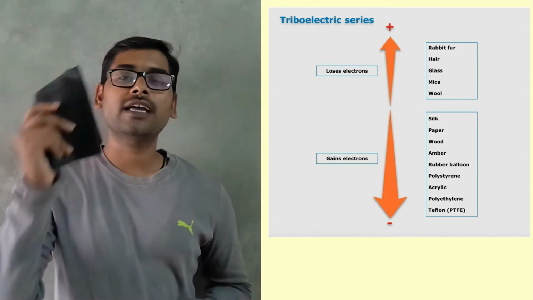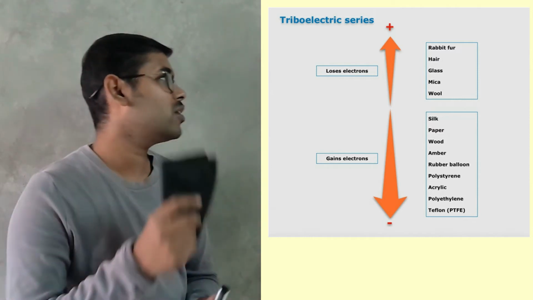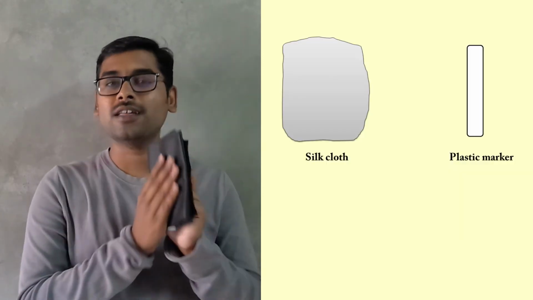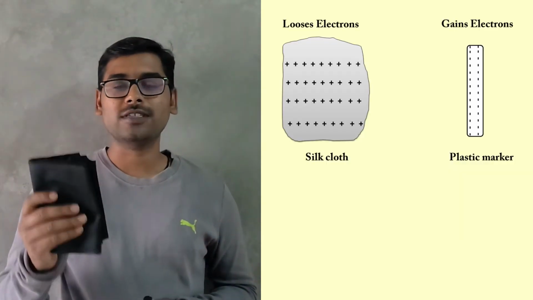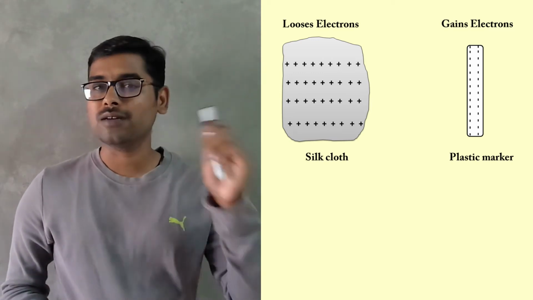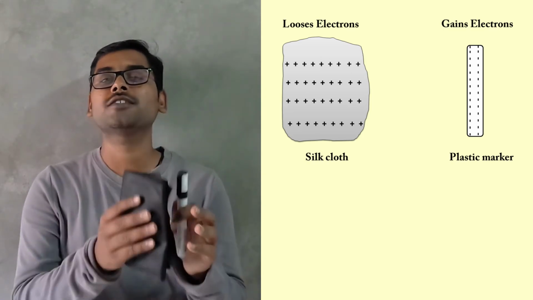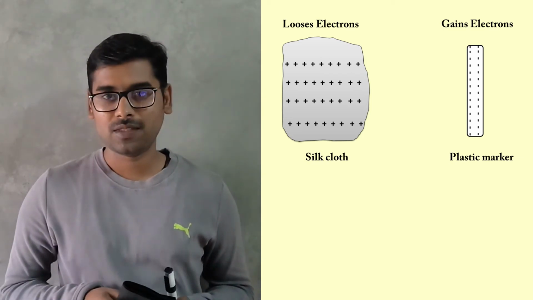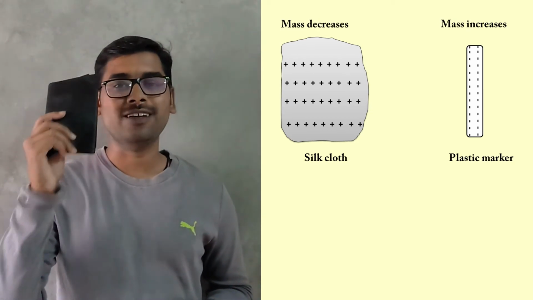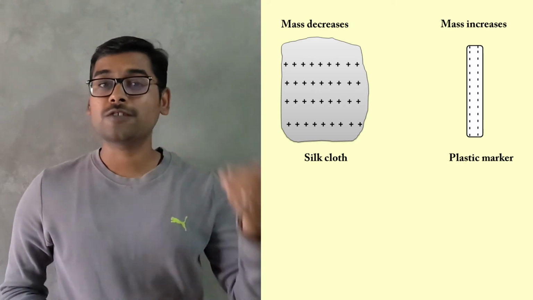For example, here I have taken a silk cloth and a plastic marker. Now here in this list, silk cloth is ranked higher compared to the plastic, and when I rub these two against each other, silk cloth will lose some electrons and becomes positively charged, and marker will gain those electrons and becomes negatively charged. Now in the question what they are asking is, what happens to the masses of these objects after charging? Now after charging it has lost some electrons, so its mass will reduce, and after charging it has gained some electrons, its mass will increase.